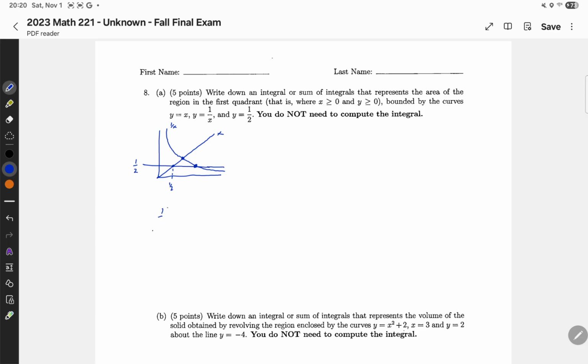And you can do this on scratch paper or just in your head. Where does 1/2 equal 1 over x? Well, that's definitely just at x equals 2, right here. x equals 2. And then this is the last one we're interested in.